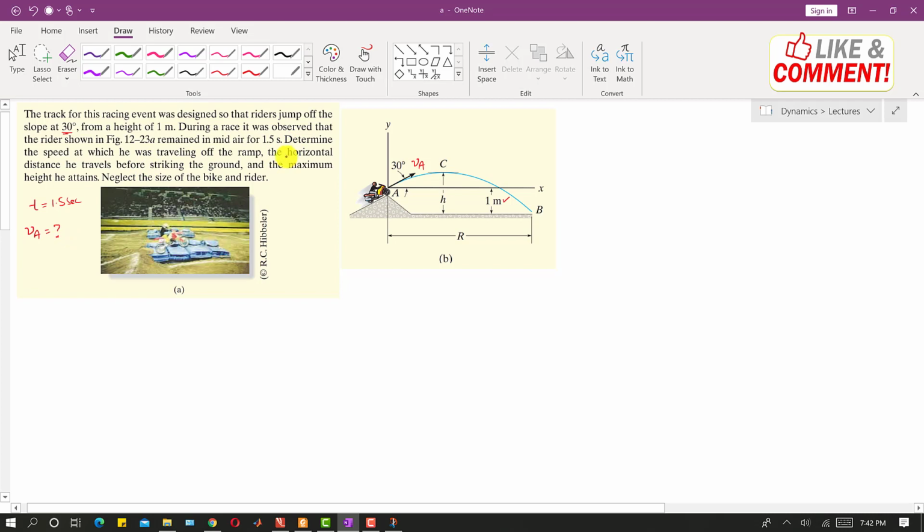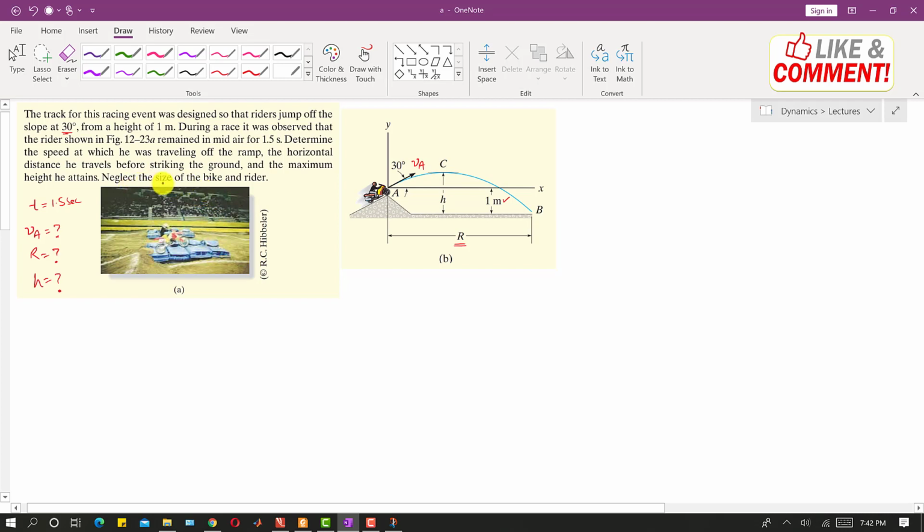And it is said to find the horizontal distance he travels before striking the ground. So we have to find the horizontal distance. Let's say that the horizontal distance from this point A to this point is r, so we have to find that r value, and the maximum height he attains. So we have to find this height h, the maximum height that he achieves, as well.